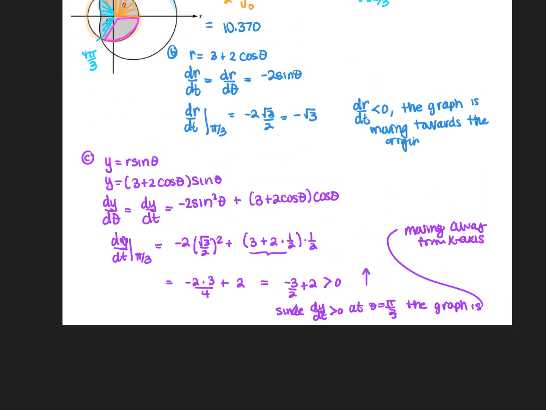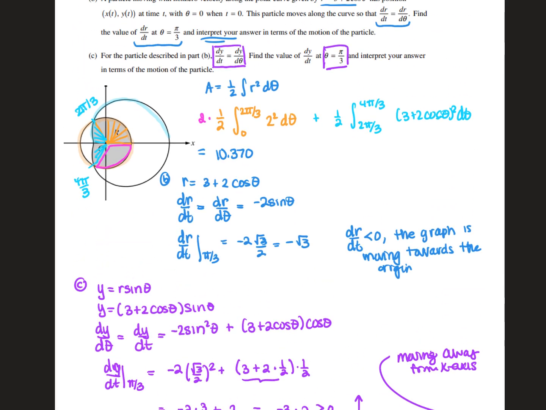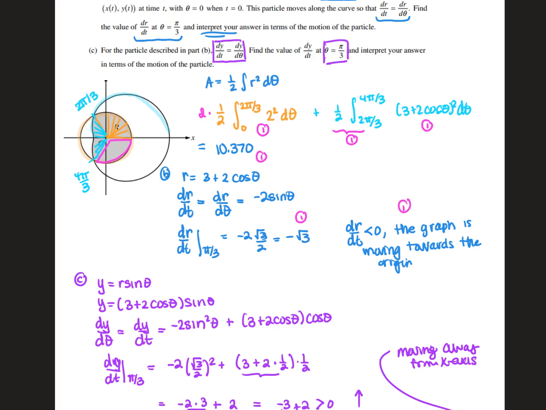Okay, so how is this scored? Part A is worth 4 points. 1 for the area of this circular region, so this piece right here. 1 for the integrand inside the cardioid, and then 1 point for the limits and constant, and then 1 point for the answer. Part B is worth 2 points. 1 for finding dr/dt, and 1 for talking about the motion of the graph.